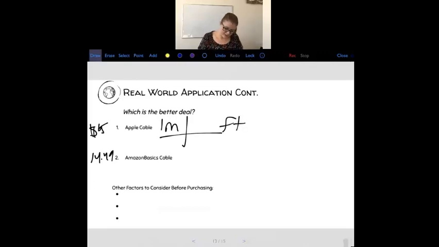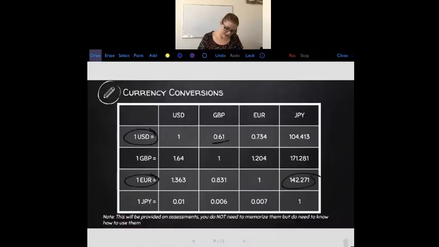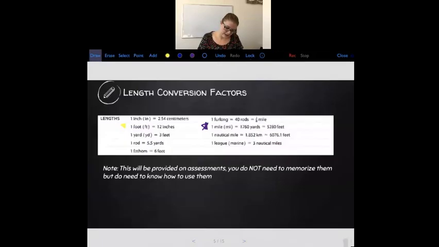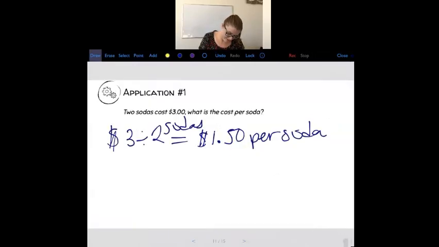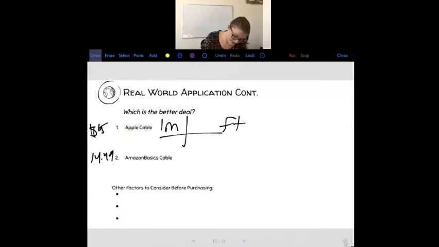So we go back to our length conversions, sorry, we'll go to the metric conversions. So 1 meter is 3.24 feet. So really, we already have the answer. 1 times 3.24.